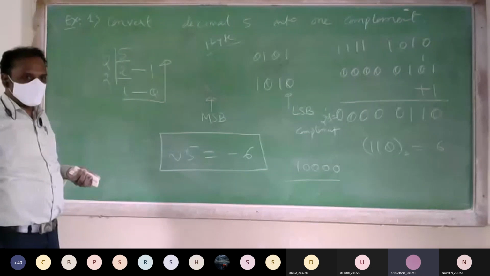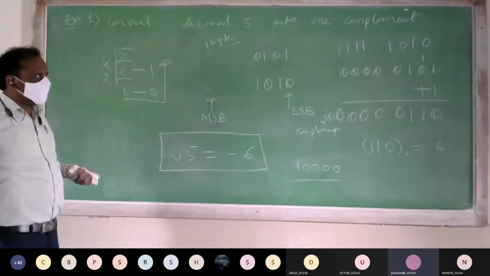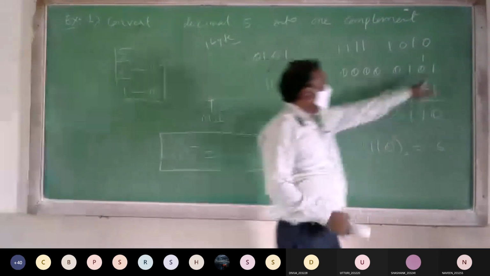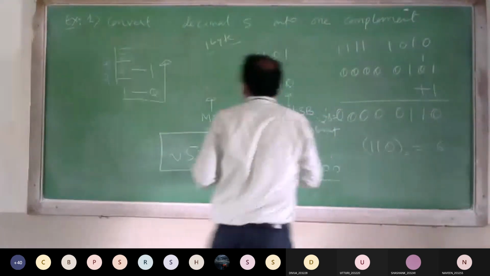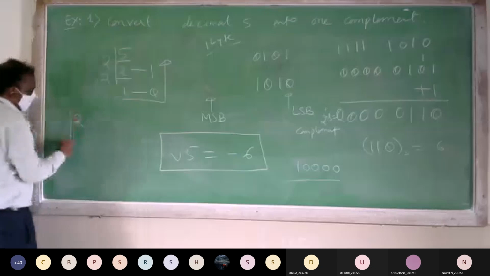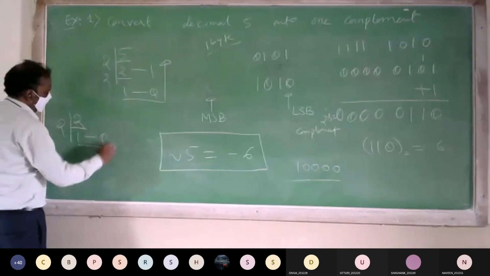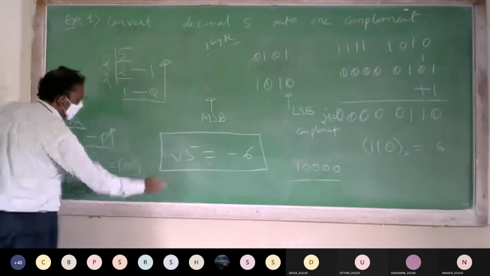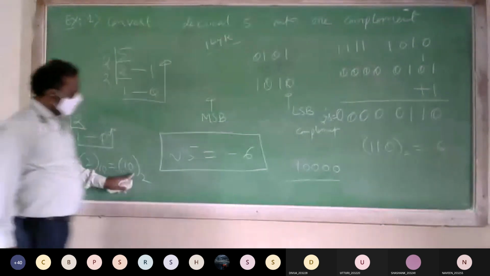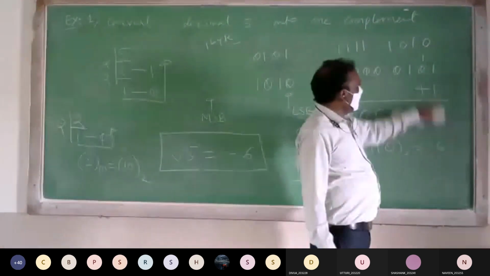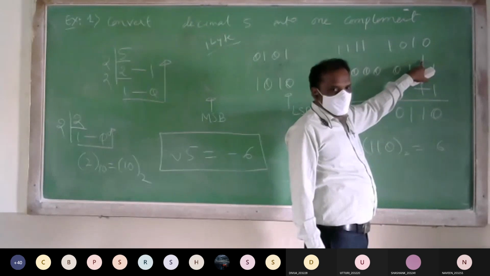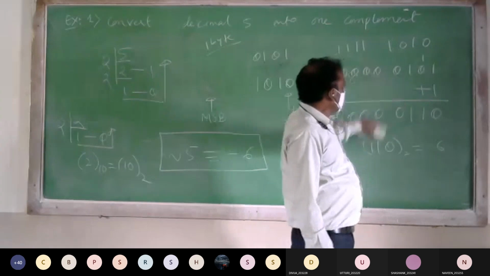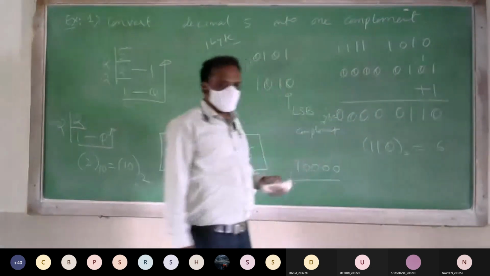Sir, 1 plus 1 is 2. How do you write 2 in binary? Two 1s are 2, remainder is 0. So 2 decimal is equal to 10 in binary. So 0 carry 1. Now 1 plus 0 is 1. So 100000.